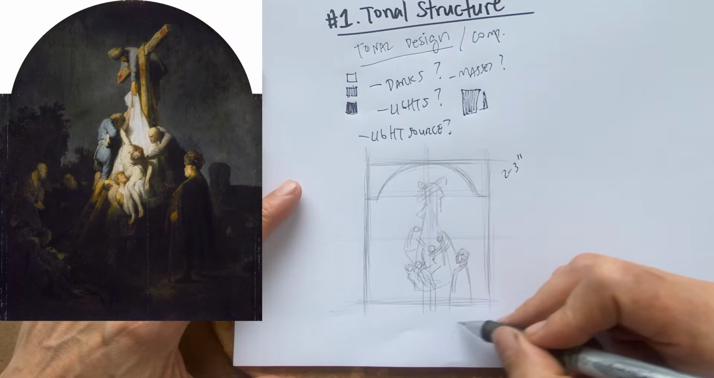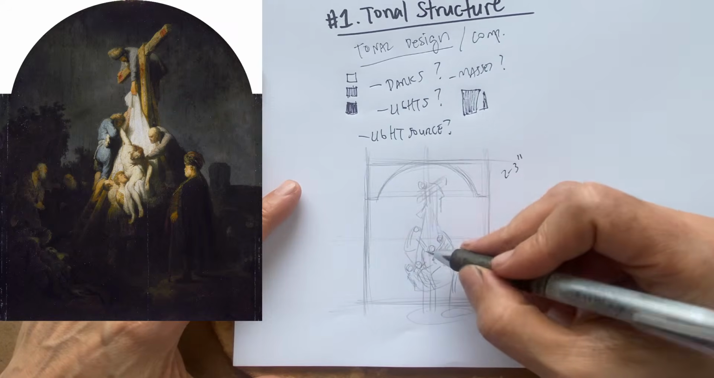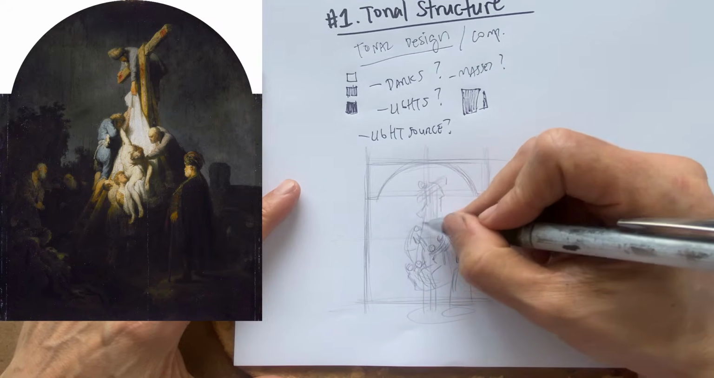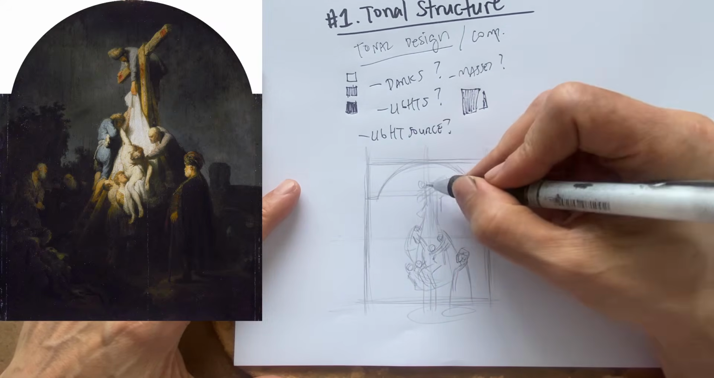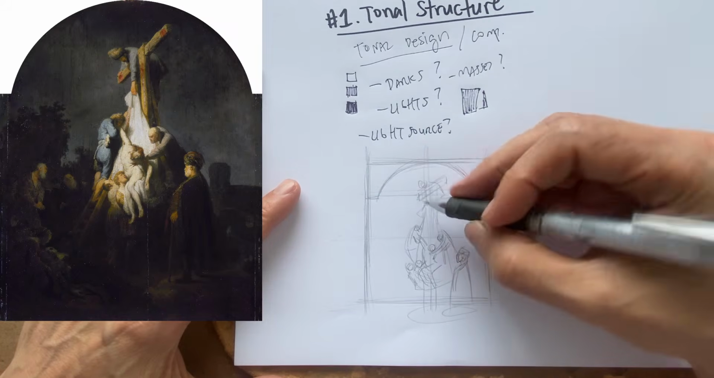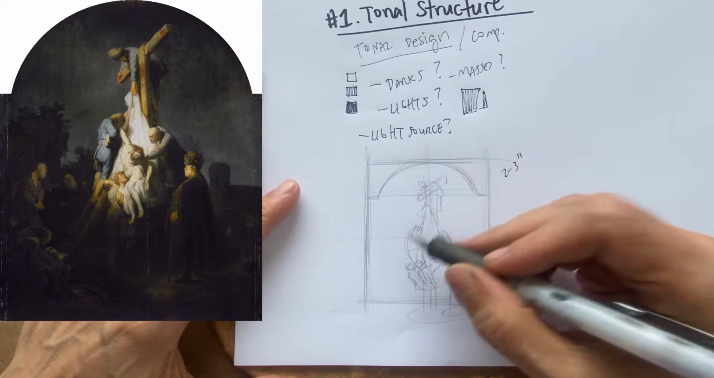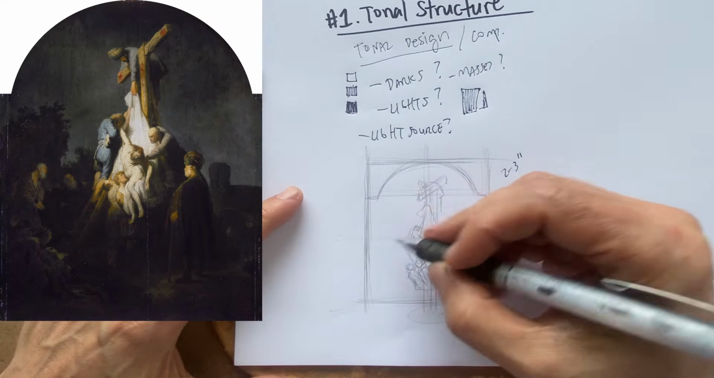Because this one has quite a big, so all of this stuff is a big dark mass. So I'm not even going to worry about it. This stuff at the bottom is so dark. I just really want to get the placement of the central figure, the central light shape. That's really important, the central light shape. I'm sure you can see it here on screen.